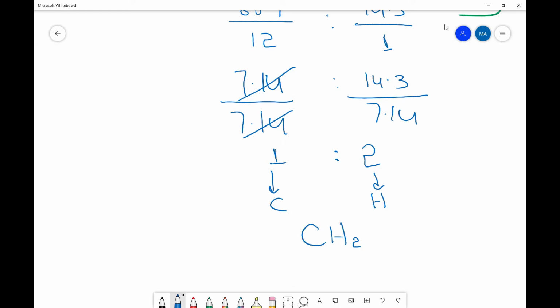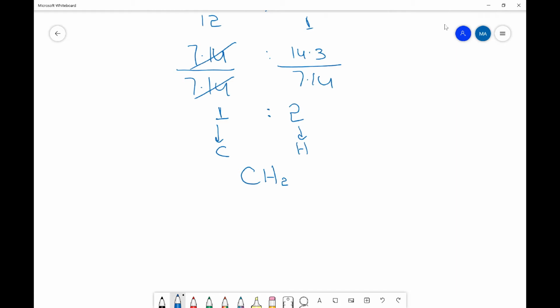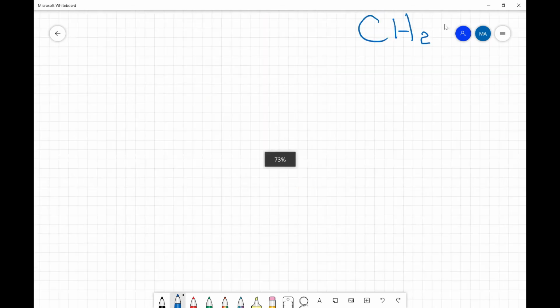All right. This was all for calculating the empirical formulas. Now we're going to study how to calculate molecular formulas with the help of empirical formulas. The reverse order now.